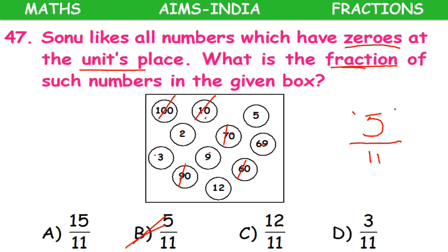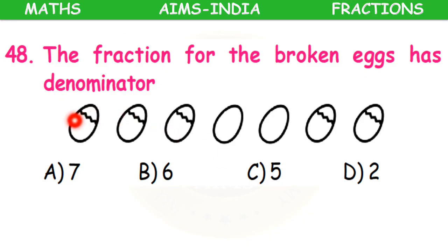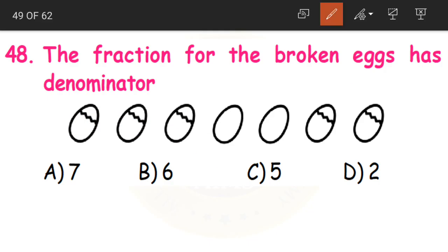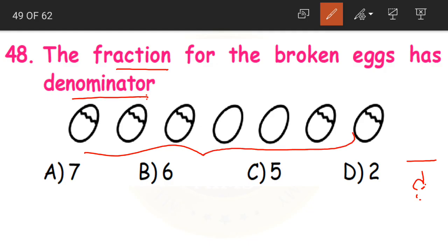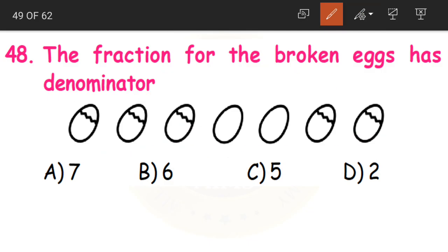Okay. Next question. The fraction for the broken x has denominator dash. Now here, what do we want? We want the denominator only. Yes, children. What do we know about denominator? Denominator is the number that is written down, and also it is the value for the total number of objects present. So what is the denominator? 1, 2, 3, 4, 5, 6, 7. Option A, 7 becomes our denominator.